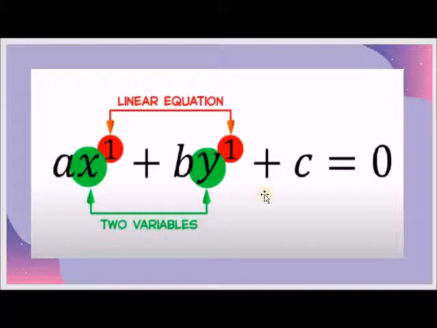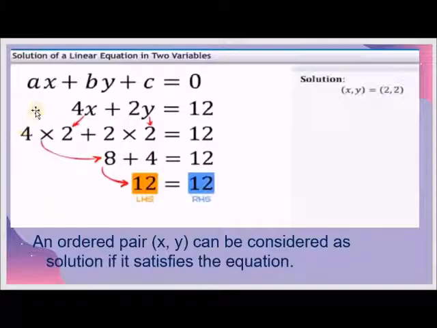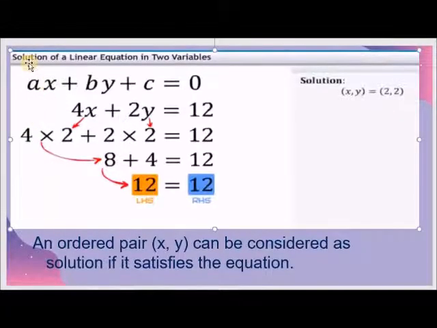What are a and b? A and b are coefficients of x and y respectively, and c is the constant term. And here ax plus by plus c is equal to 0, that means our left hand side is equal to the right hand side. Fine. So let's solve an example of a linear equation to find the solution of a linear equation in two variables.